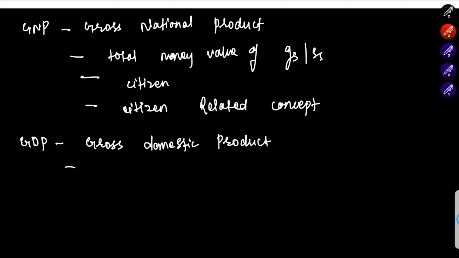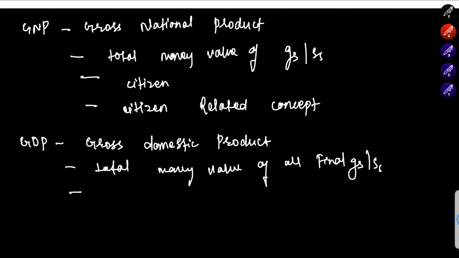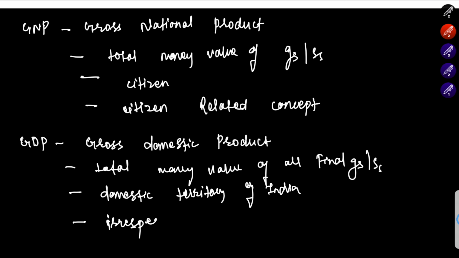Domestic Product. GDP is gross domestic product, which is the total money value of all final goods and services produced in the domestic territory of country of India, irrespective of ownership. Ownership का इसमें कोई फर्क नहीं पड़ता है.